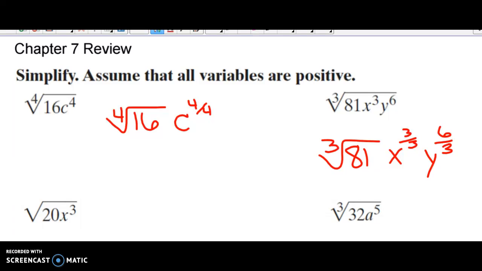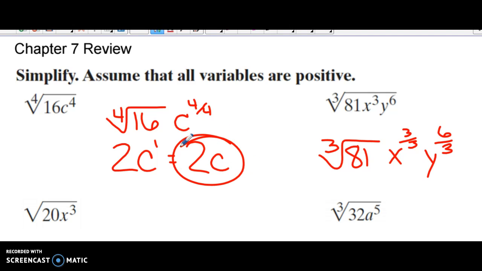Okay, so I'm going to go over the review with you if you did the radicals review part 1 and 2. So if you're going to take the 4th root of 16c to the 4th, go ahead and break it up. So I did the 4th root of 16 and then c to the 4 over 4 because the root is going to go in the denominator. So we should know by now what the 4th root of 16 is. We should know that that's 2. And then c to the 4 over 4 is just c to the first power. So our answer is just 2c.